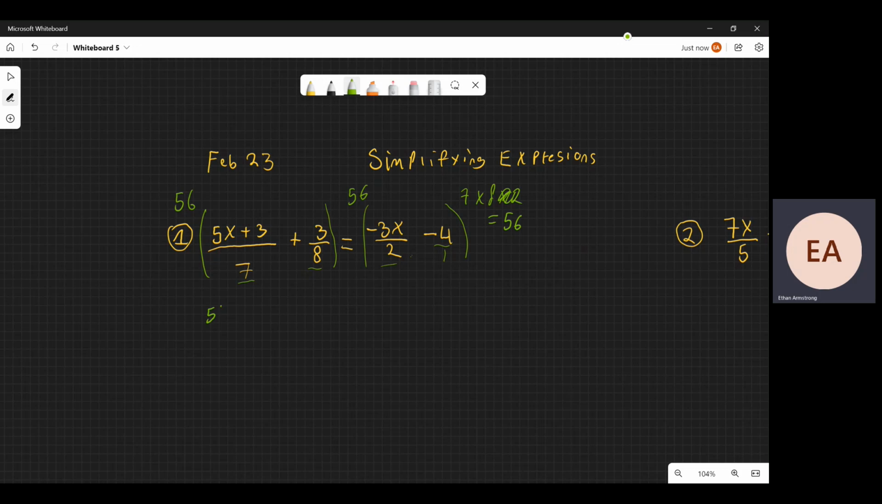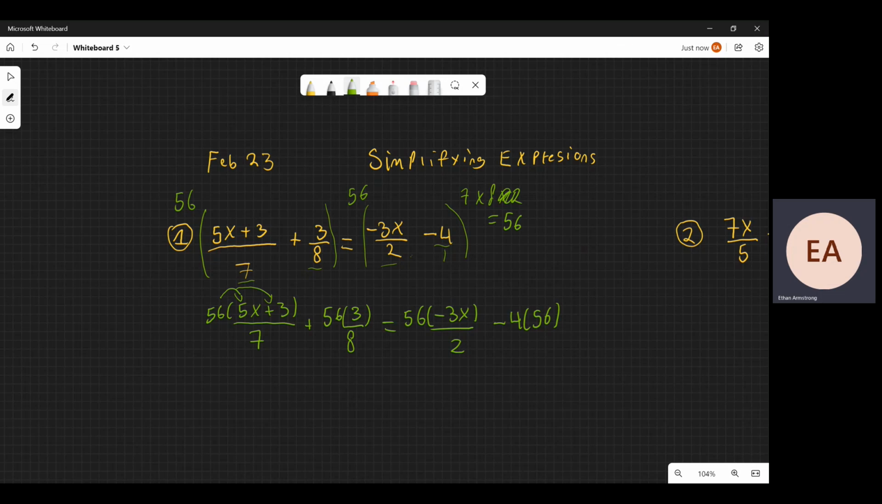So now you have 56 times 5x plus 3 over 7 plus 56 times 3 over 8 equals 56 times negative 3x over 2 minus 4 times 56. At this point, you may be tempted to start trying to FOIL out this 56 into these terms. You could do that, but it's simpler to instead simplify with the denominator and this 56 here.